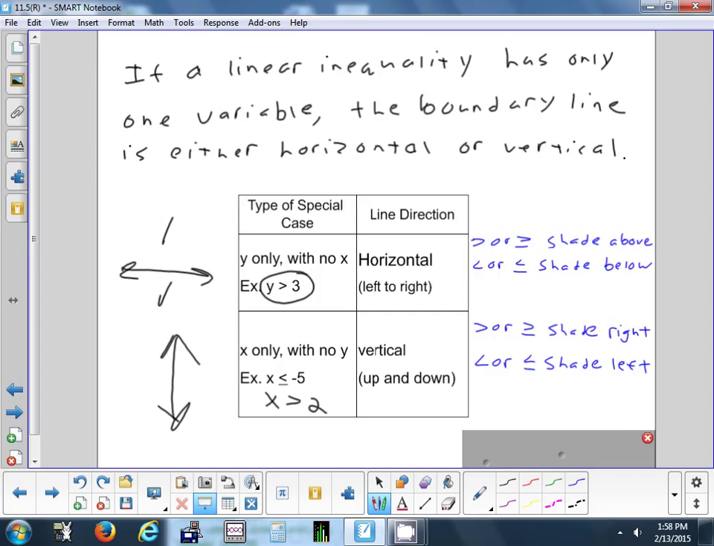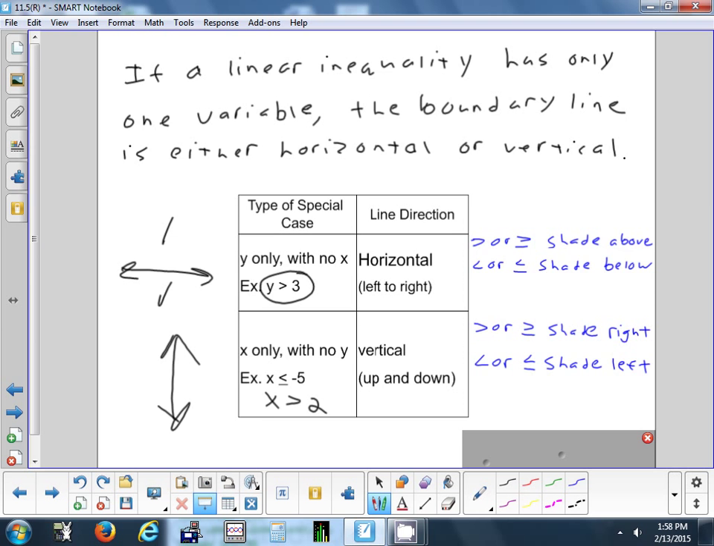So even though there's special cases, they're actually easier. You don't have to draw your slope. You don't have to do an intercept. You're just drawing a horizontal line, add a number, or a vertical line, add a number. That's it.